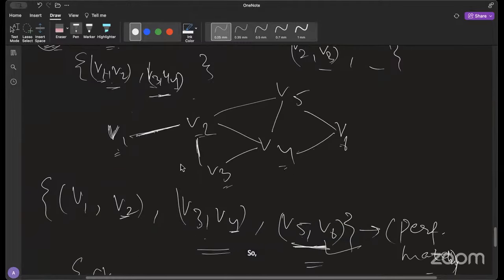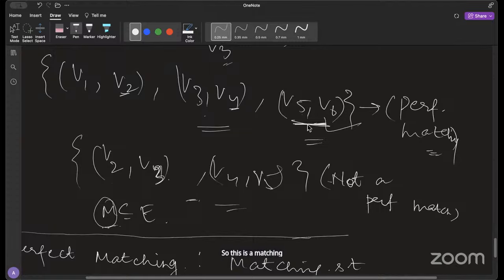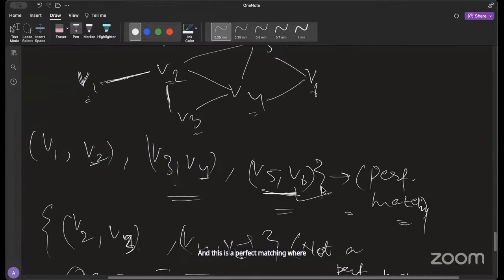So now if you need to find the matching, because you can only have either two people or a person working alone for the project, right? So this is a matching. That means these two people will work together, these two people will work together, and then V1 and V6 will be left alone, doing the project alone. And this is a perfect matching where everyone has a partner to do the project with.